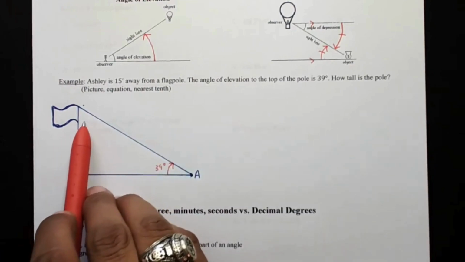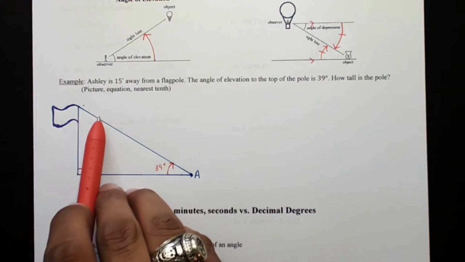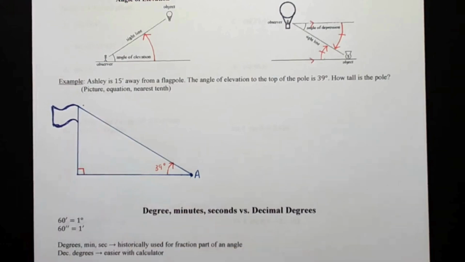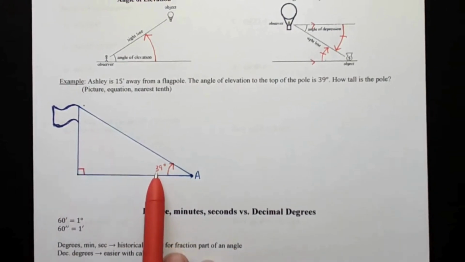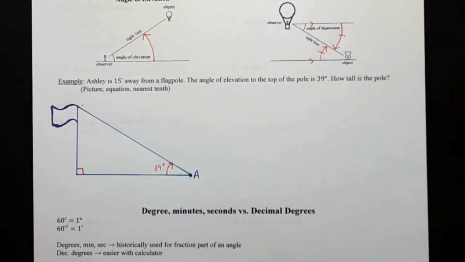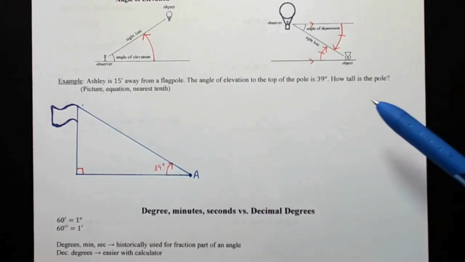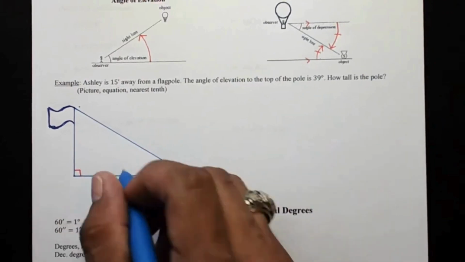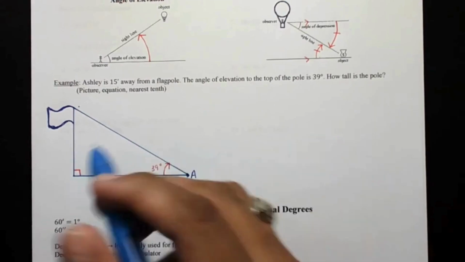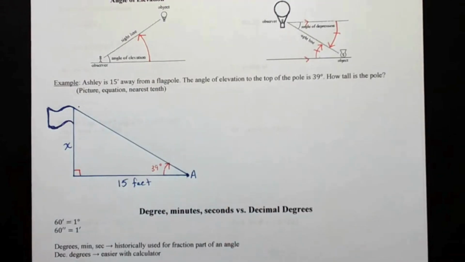If you draw it here, that's not from a horizontal. That's from a hypotenuse or from a vertical. So you can't put an angle here. It has to be down here. And again, angle of elevation and depression end up really being the same angle measure. So she's 15 feet away. So I'm going to put that 15 feet here. And we're looking for how tall the pole is.